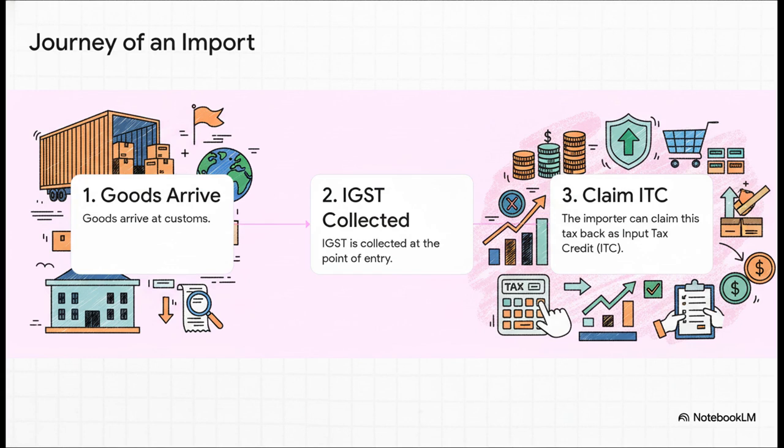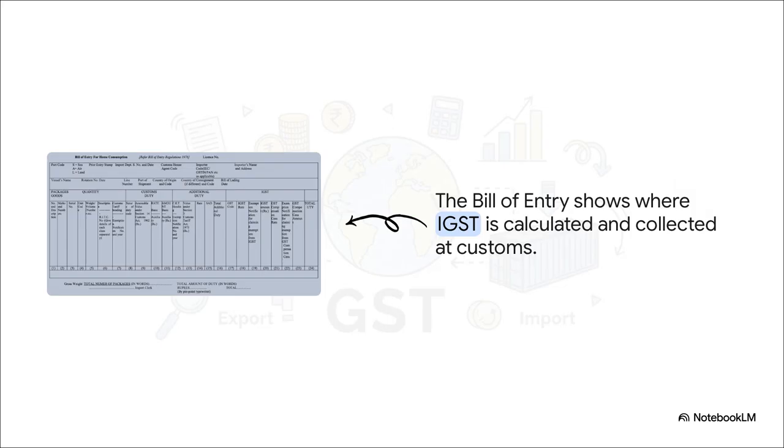But, and this is a huge but for any business, this tax isn't just a sunk cost. The importer can later claim that IGST back as something called an input tax credit, or ITC, which they can use to offset their future tax payments. And this isn't just some abstract concept. If you look at the actual customs document, the bill of entry, you can literally see the specific columns where they calculate and record not just the usual customs duties, but also that IGST. It happens right there on paper when the goods clear customs.